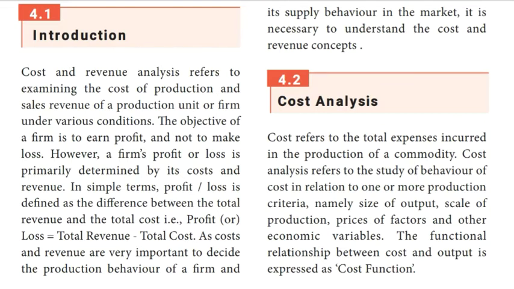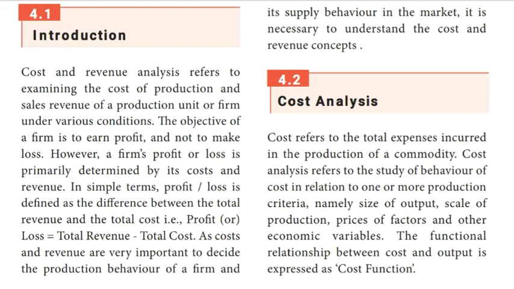First, cost analysis. Cost refers to the total expenses incurred in the production of a commodity. Cost analysis refers to the study of behavior of a cost in relation to one or more production criteria, namely size of output, scale of production, price of factors and other economic variables. The term cost of production means expenses incurred in the production of a commodity. This refers to the total amount of money spent on the production of a commodity.